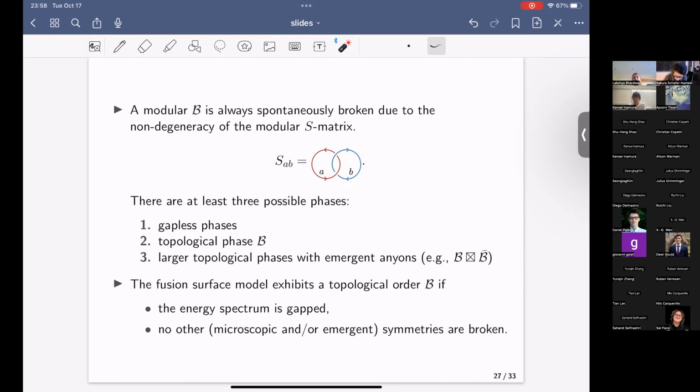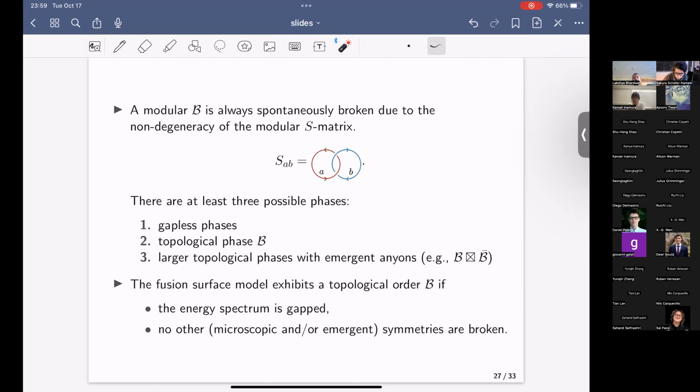And this implies that there are at least 3 possibilities for the phases realized in the fusion surface models with these symmetries. So the first possibility is a gapless phase. And the second possibility is a topological phase described by the same modular tensor category B. And the third possibility is a larger topological phase with emergent anyons. And the simplest example of this third possibility is a non-chiral phase that is given by the product of B and B bar. So in particular, this fusion surface model with a non-invertible one-form symmetry B exhibits a topological order B if the energy spectrum is gapped and no other symmetries are spontaneously broken.